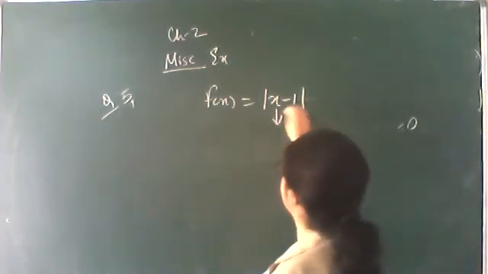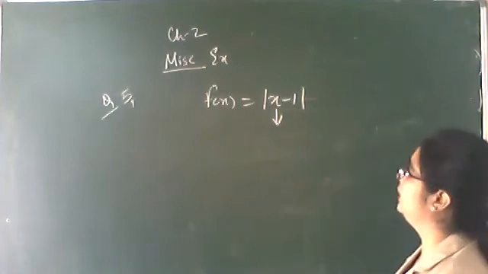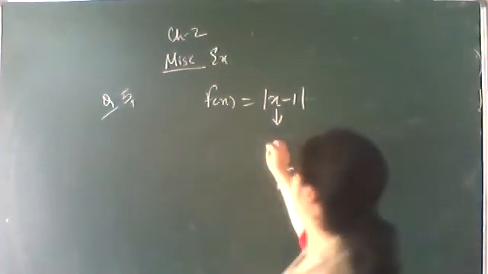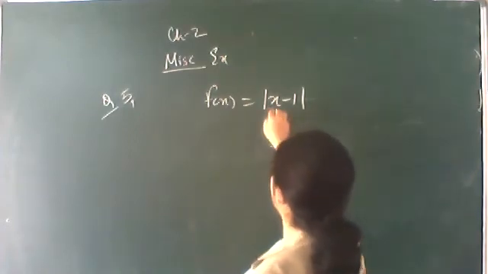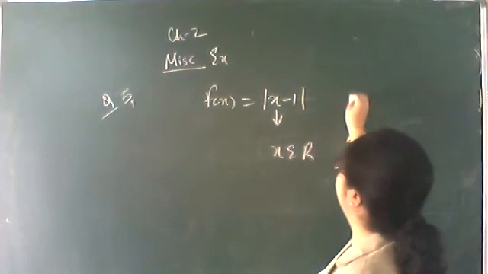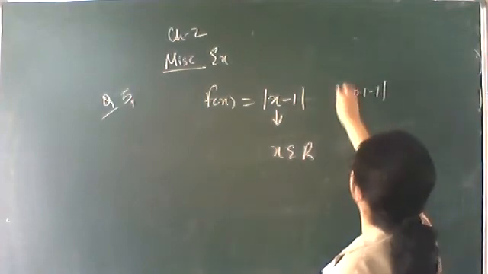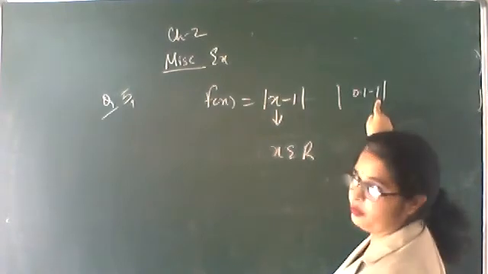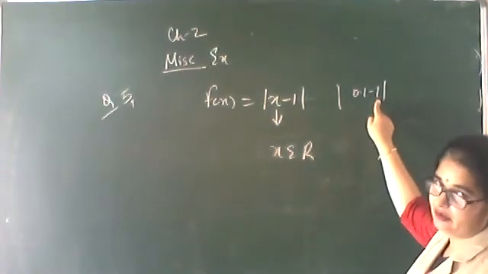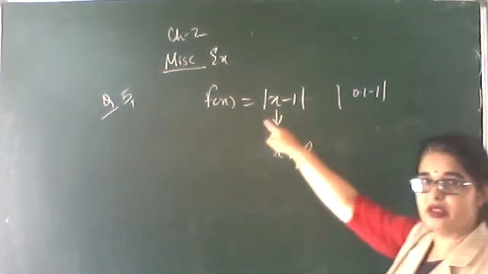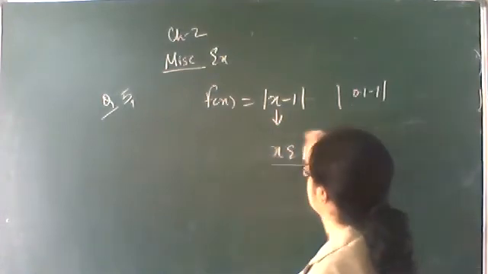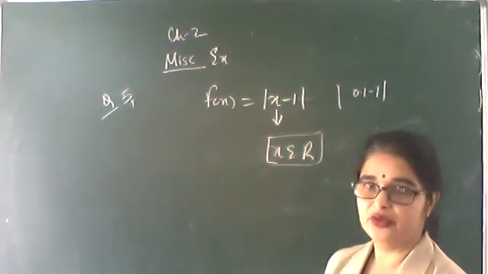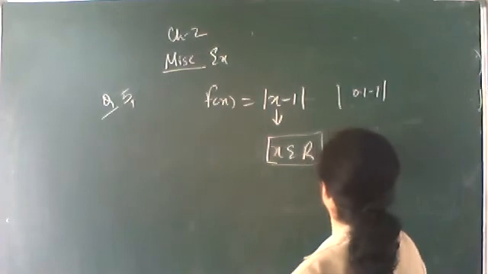What all values of x can you put so that the function will be real? Obviously x can be any real number. You put any real number, you will get an answer. For x = 0.1, 0.1 minus 1 will be minus 0.9, then the answer will be positive only because it is modulus. So x can be any real number, and you will get the value of y. So x belongs to R, that is the domain.